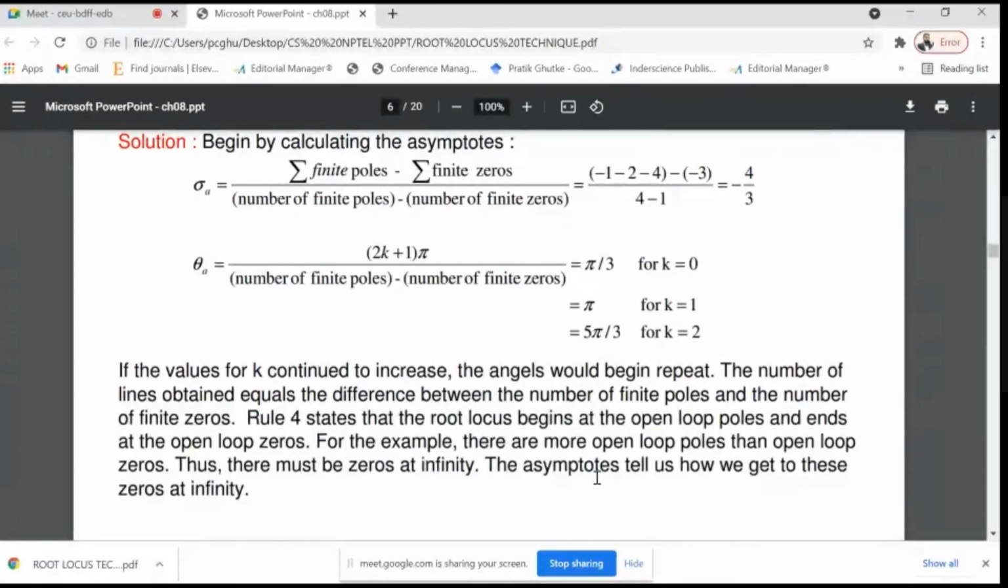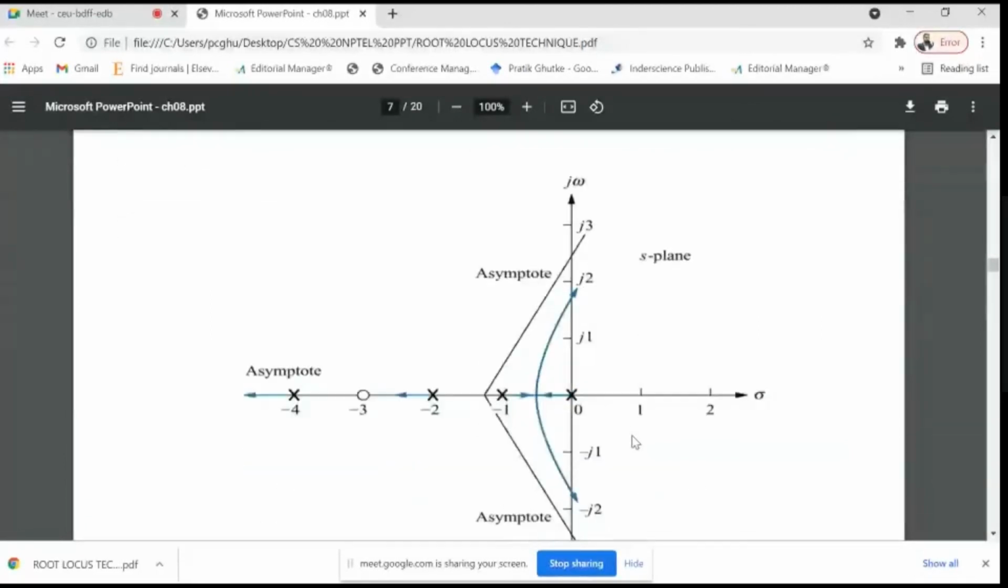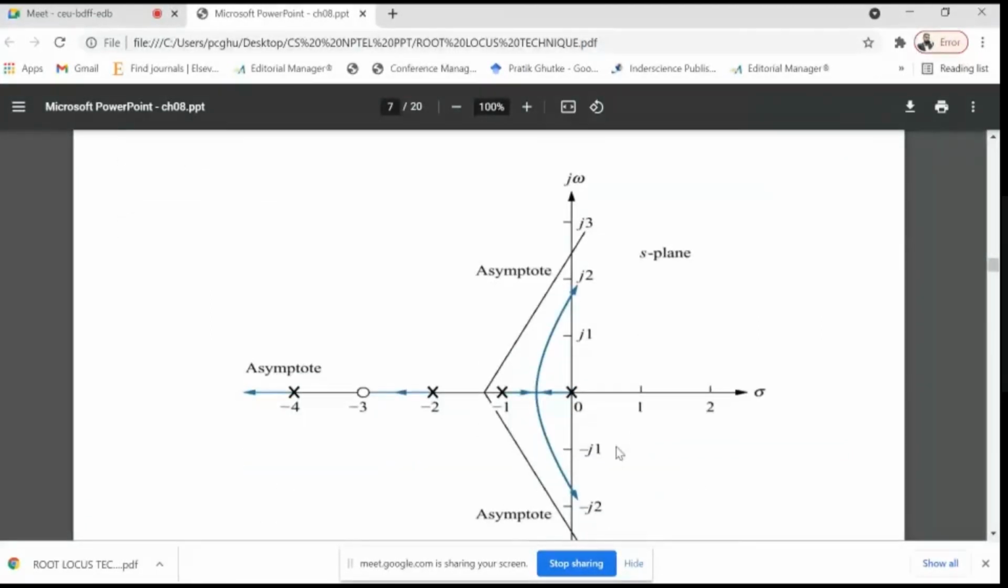For example, there are more open loop poles than open loop zeros. Thus, there must be zeros at infinity. The asymptote tells us how to get these zeros at infinity. So the root locus will start from these points, -1 and -2. We have calculated this root locus region.